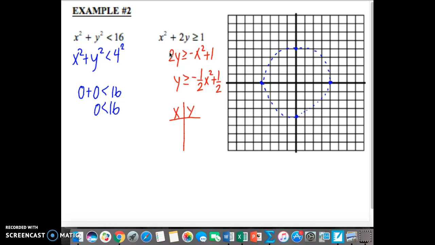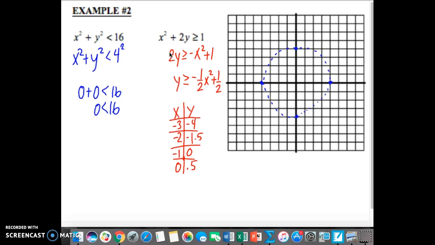So let's go ahead and make a table so we know what points to plot. At x equals negative 3, we have a y value of negative 4. At x equals negative 2, we have a y value of negative 1.5. When x is negative 1, we have a y value of 0. And at x equals 0, we have a y value of 0.5.